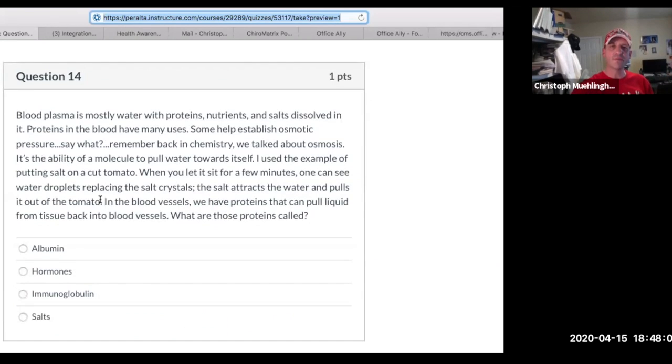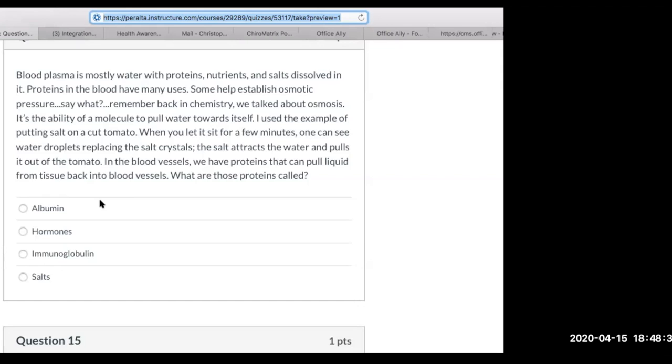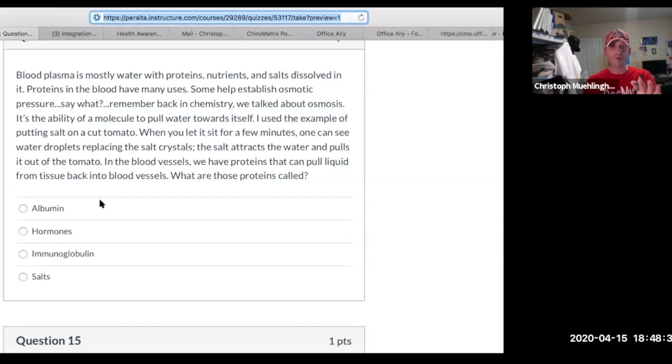Blood plasma is mostly water with protein, nutrients, and salts dissolved in it. Proteins in the blood have many uses. Some help establish osmotic pressure. Remember back in chemistry when we talked about osmosis, the ability of a molecule to pull water towards itself, like putting salt on a cut tomato? When you let that sit for a few minutes, water is drawn out. In the blood vessels, we have proteins that can pull liquid from the tissues back into the blood vessels. What are those proteins called?